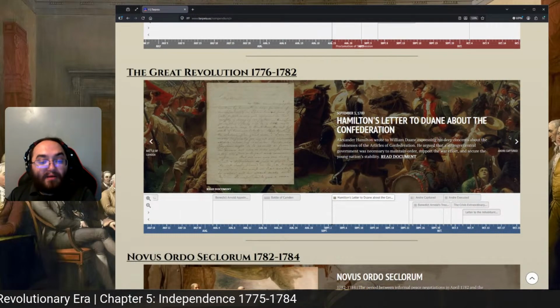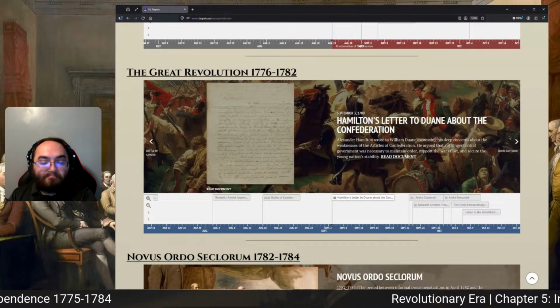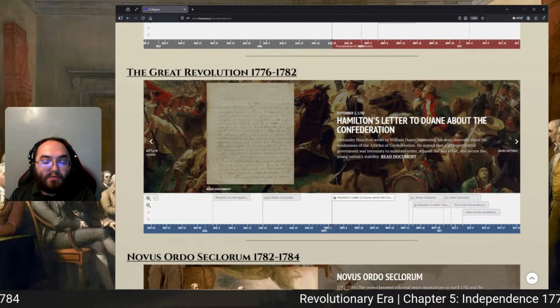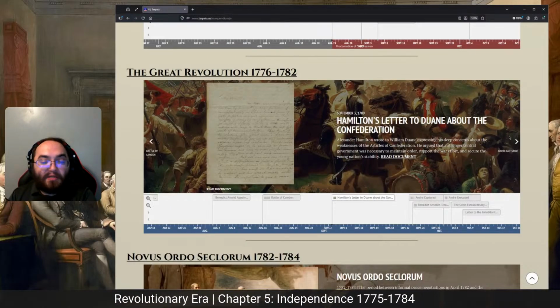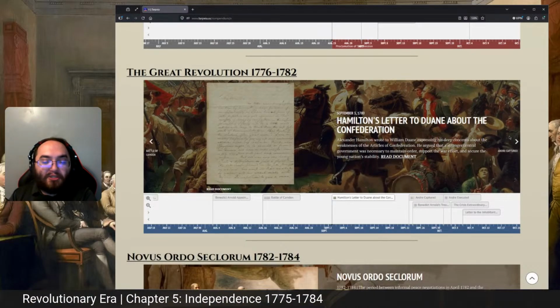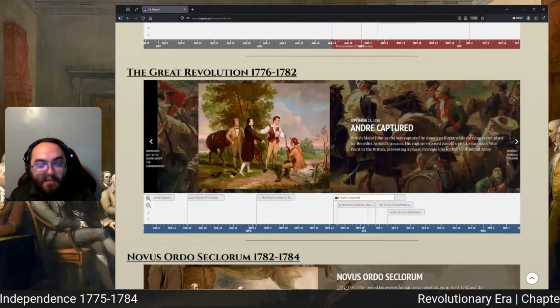Here's a letter from Alexander Hamilton to William Duane, expressing Hamilton's opinion about the weakness of the Articles of Confederation. And this is before the Articles of Confederation are even ratified.